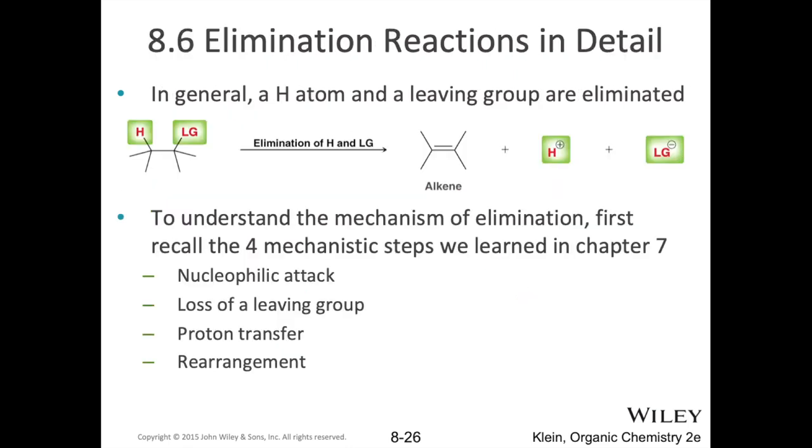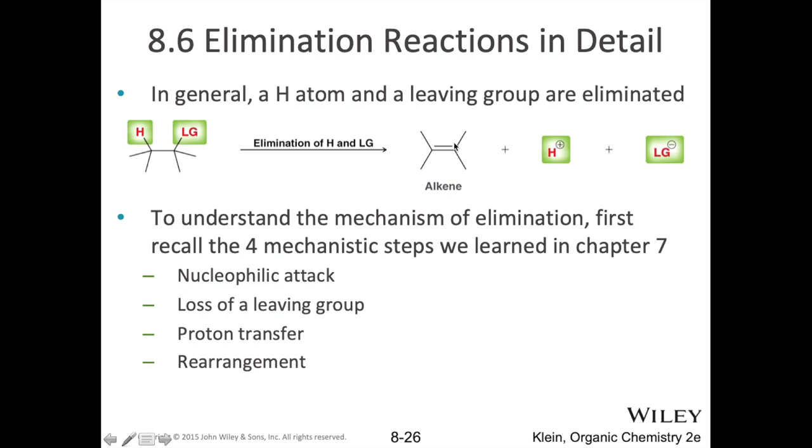Okay, so now let's look at how elimination reactions work in more detail. Basically, we want to remove our leaving group from our alpha carbon and a proton from our beta carbon, and that's where we form the double bond of our alkene.